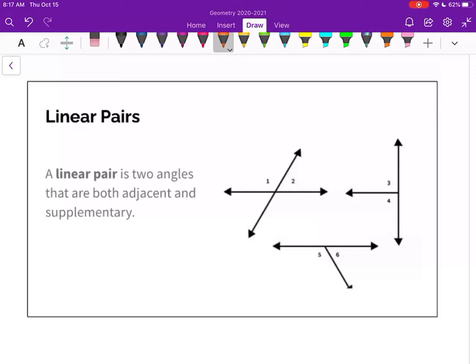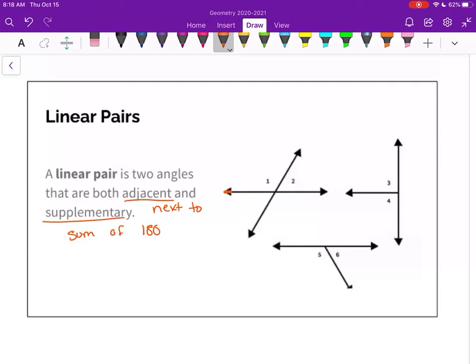Next special angle pair we're going to talk about is a linear pair. So here are 3 examples of linear pairs. And linear pairs are 2 angles that are both adjacent and supplementary. So they're next to each other and they have a sum of 180.